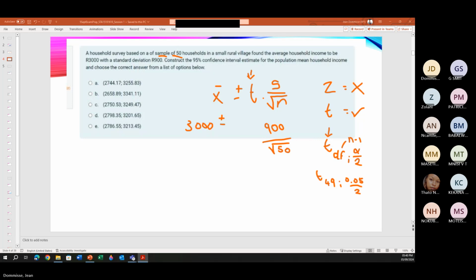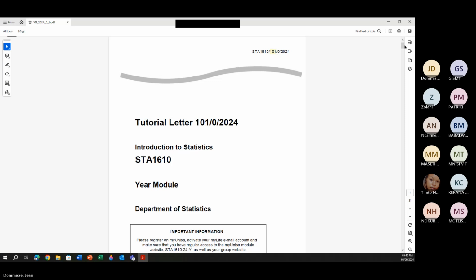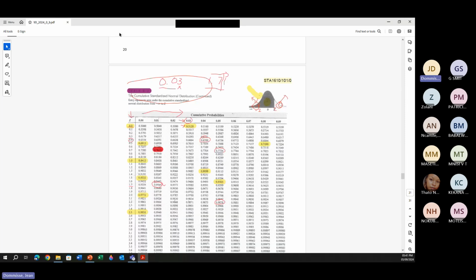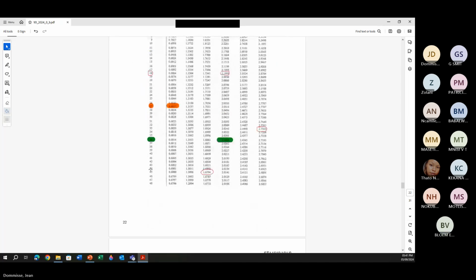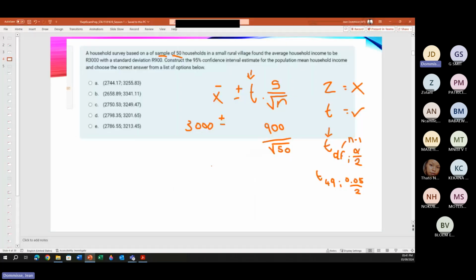Okay, so let's see where the t table is again. So that was standard. Okay, here we go. Okay, so we were at T49. Ah, okay. So there was the T49, 0.025, the 2.0096. 2.0096.